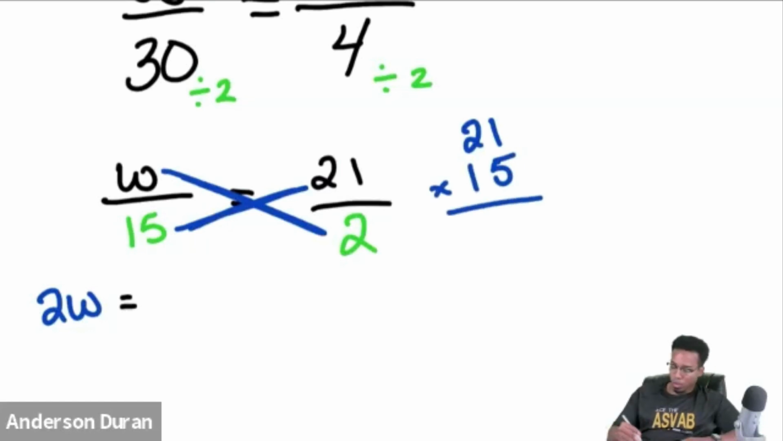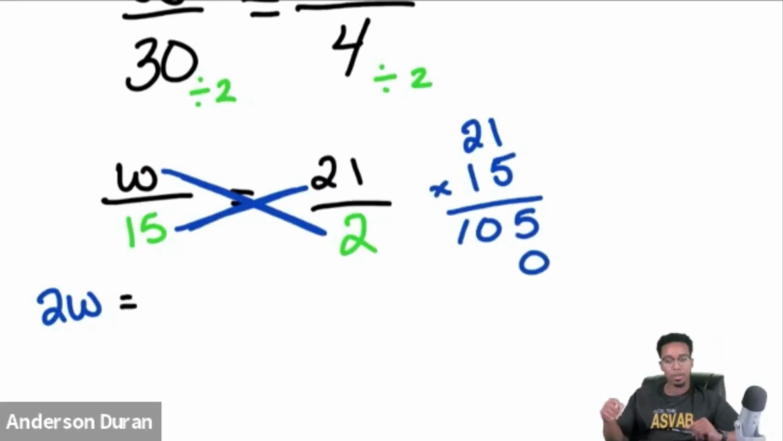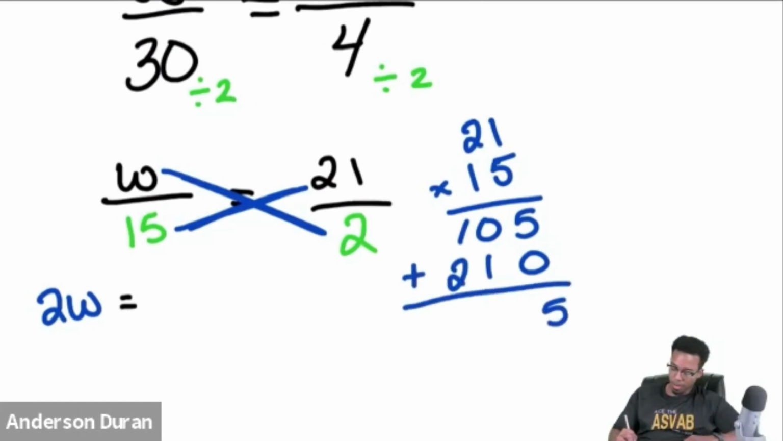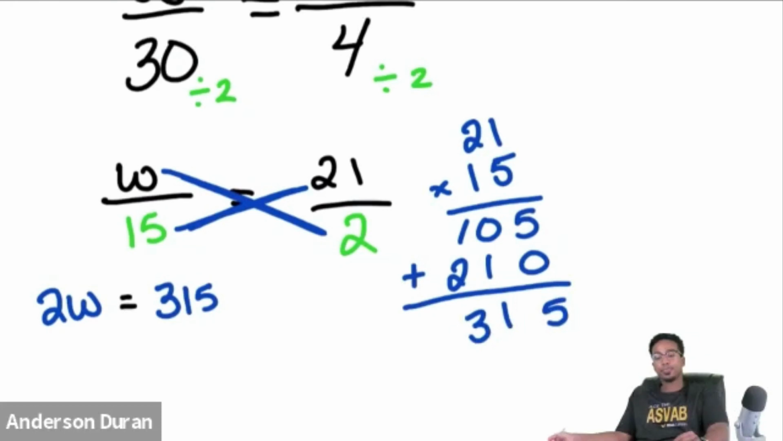All right, so 1 times 5 gives you 5. 2 times 5 gives me 10. Great. Bring the 0 down. 1 times 1 is 1. 2 times 1 is 2. Add them together, and we get 5, 1, 3. Okay, so we got 315 for that right there. Everybody, what's the last step? What do we got to do to both sides?